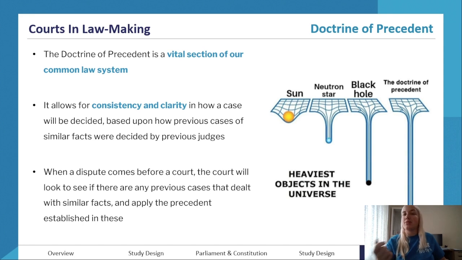So the doctrine of precedent refers to this operation of precedent and how it affects those future cases, like I've been talking about. The purpose is that it allows for consistency and clarity in court decisions, and how cases have to be decided based upon how previous cases with similar facts were decided by previous judges. That's going to apply to all future cases with similar circumstances, as we said. So when a dispute comes before a court, the first thing that the judge has to do is look to see if there were any similar previous cases that dealt with similar facts. And if there is, they have to apply and follow the same precedent or the same decision that was established in those. The only exception to this, as we said, is if the initial precedent, for instance, was established in the County Court, that means all lower levels of courts must follow the same precedent.